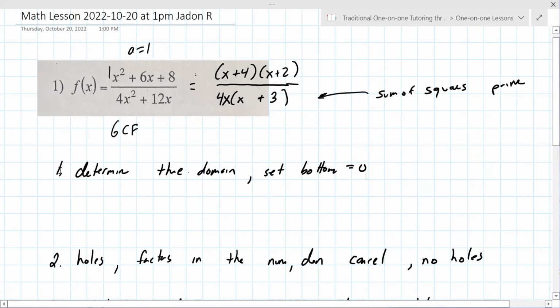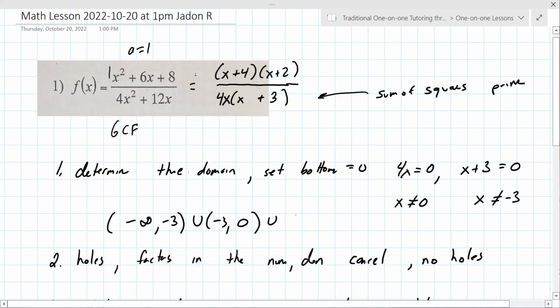So let's start back here at the beginning. You factor out a 4 and an x. They both have x in them, so you get x plus 3 inside. So you set the bottom equal to 0. You set 4x equal to 0 and x plus 3 equal to 0. All right, and that does change our graph quite a bit. So x cannot be 0 and x cannot be -3. And so your domain is -infinity to -3, union -3 to 0, union 0 to infinity.